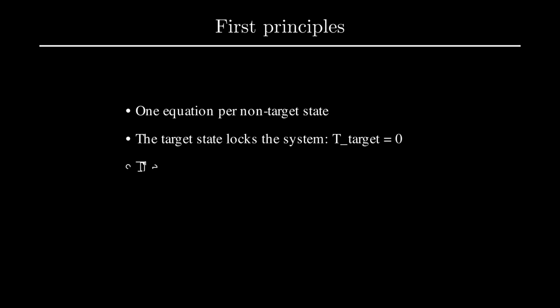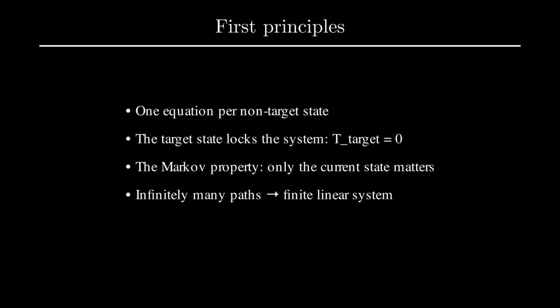In summary, we get one equation per non-target state, the boundary condition locks the system, and the Markov property lets us condense infinitely many possible paths into a finite linear system. And this is a powerful technique that complements equilibrium analysis and lets us answer questions about transient dynamics in queuing systems.